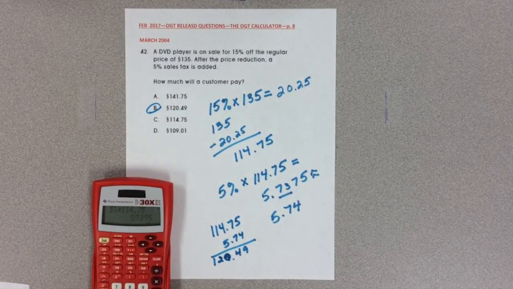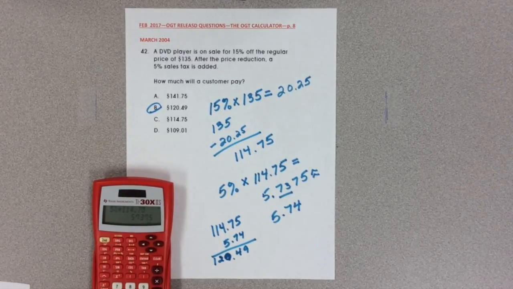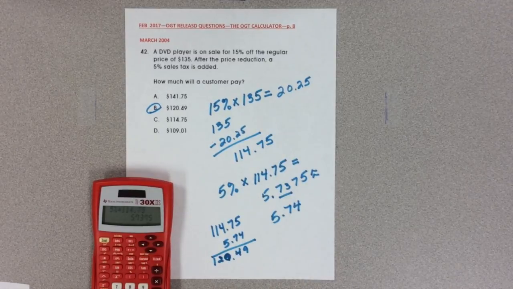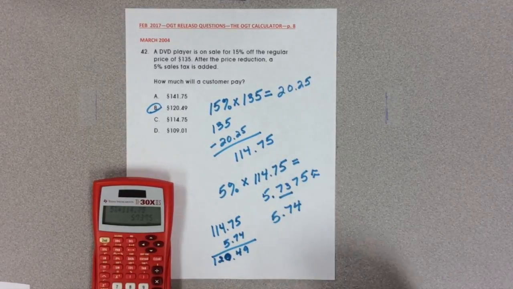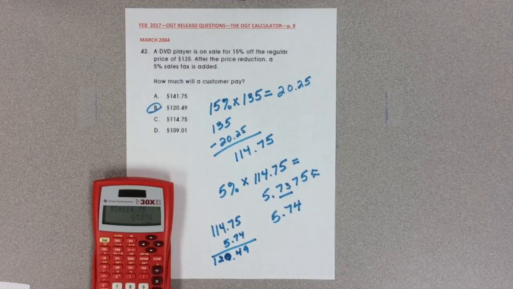And remember, this doesn't work for all of mathematics, but on the OGT, almost every time you're asked to do a percent, it's a multiplication problem. But just use your common sense. You know, you get money off, and after that, you still have to pay tax. So there's our answer for that.